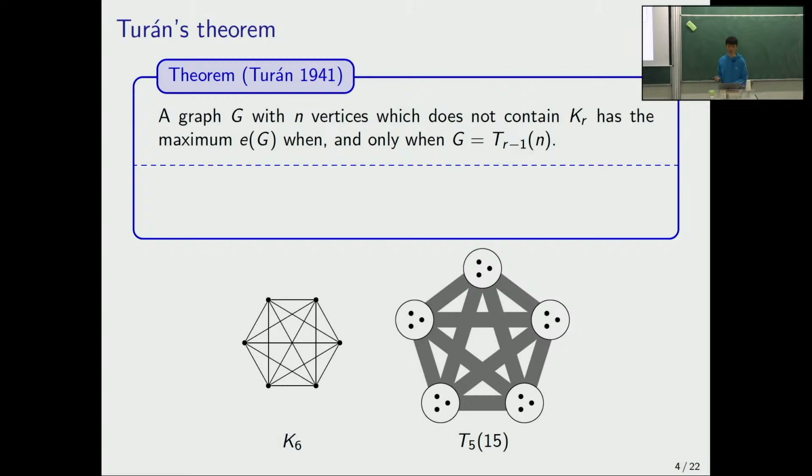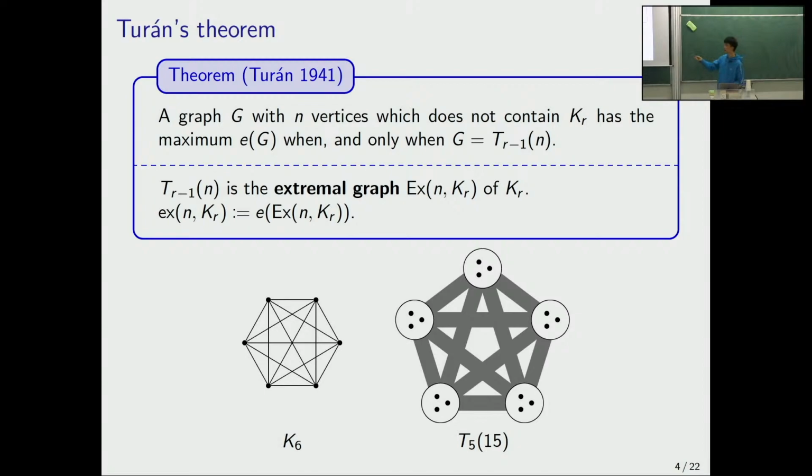would be the Turán theorem, which says that if there is a graph G which has n vertices and it does not contain a complete graph K_r, and also if we give a condition that G has maximum number of edges, then G should have only one structure. G should be equal to the Turán graph T_{r-1}(n). This is a complete (r-1)-partite graph, which has maximum number of edges. So here I gave you an example of a complete graph K6 and an example of a Turán graph T(5, 15).